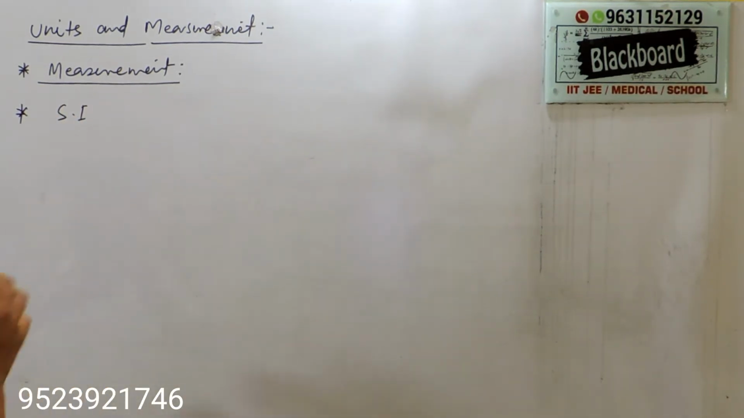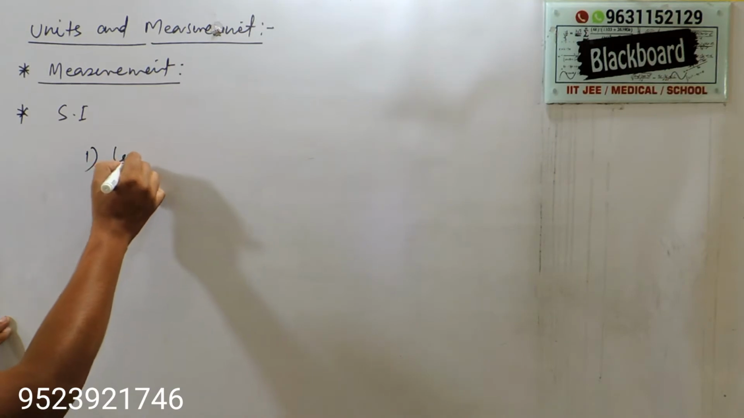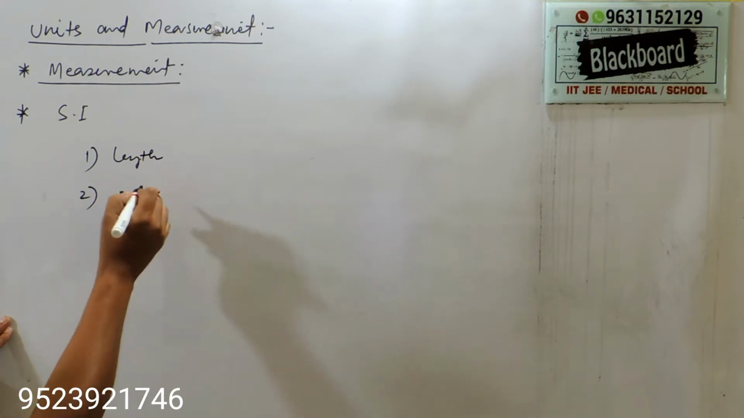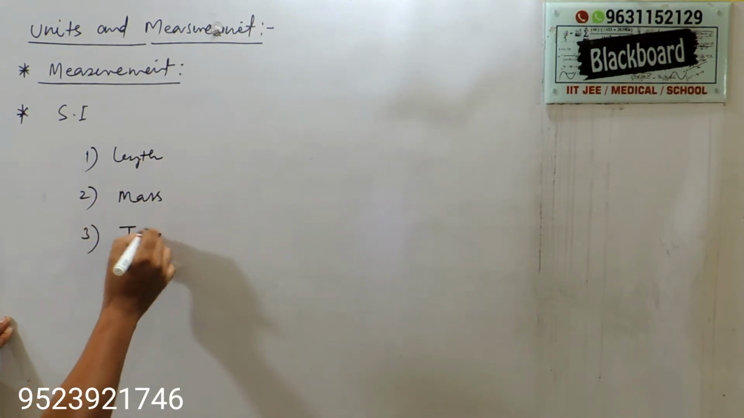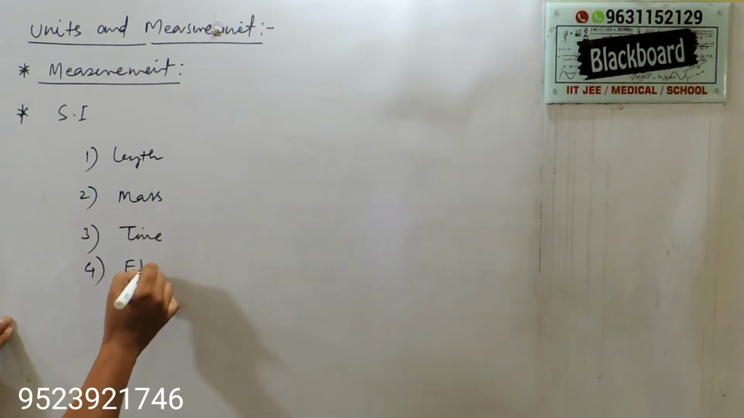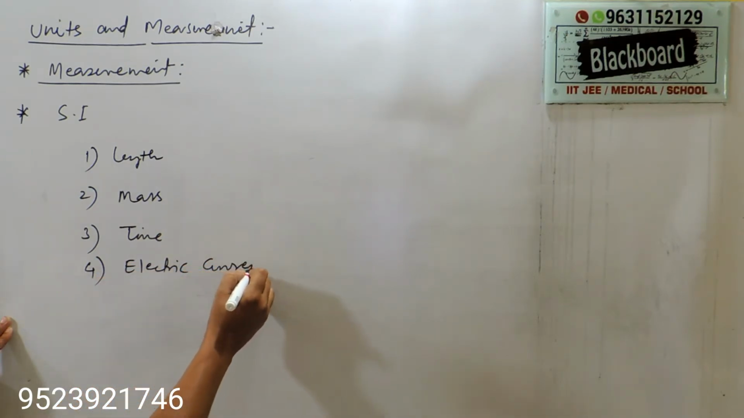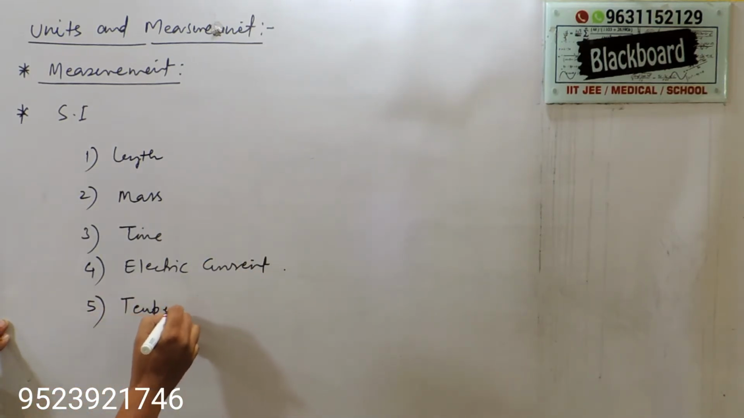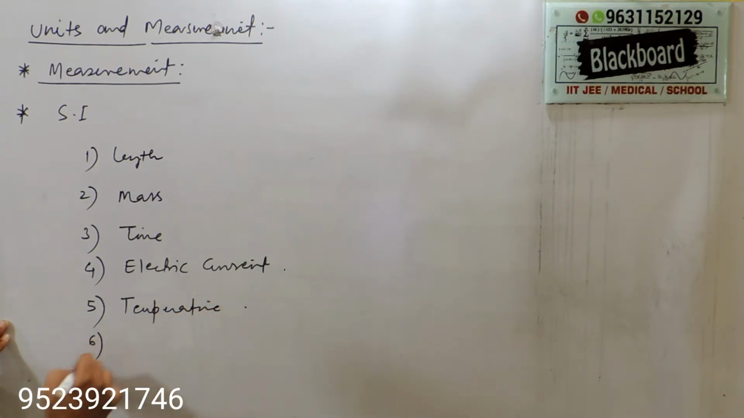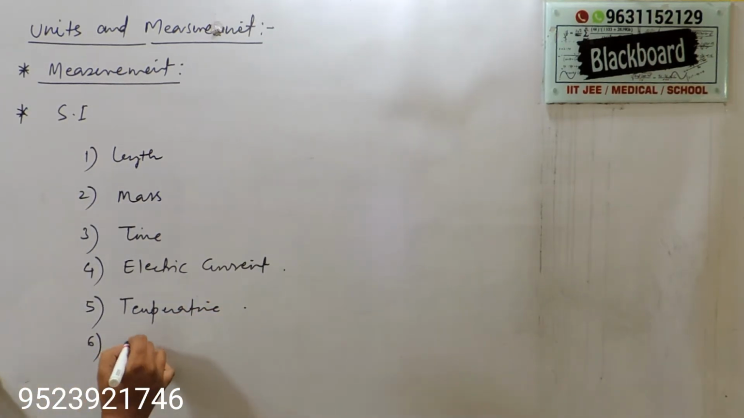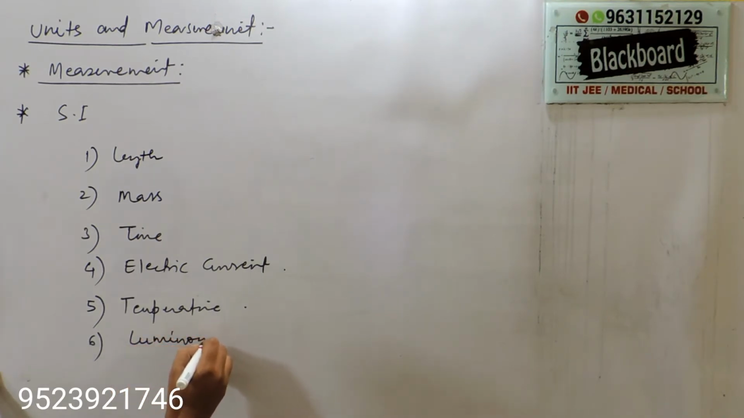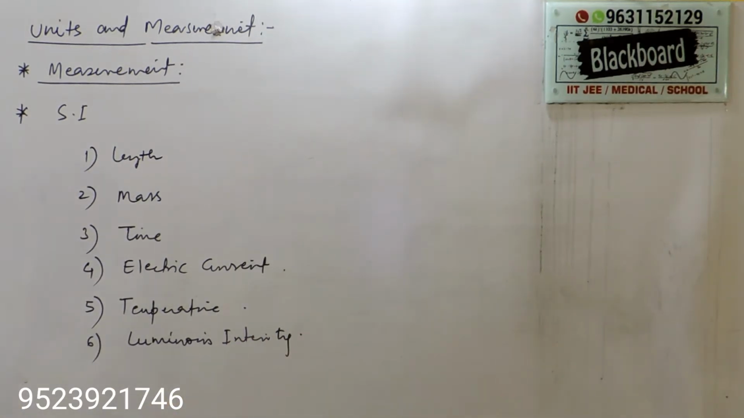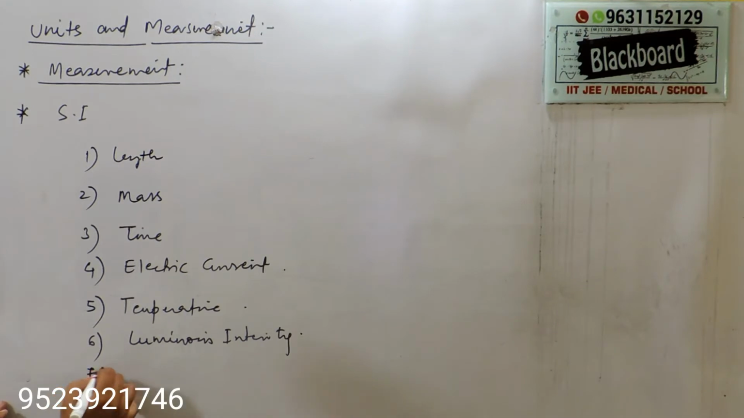Here the 7 fundamental units are: first one is length, second one is mass, third one is time, fourth one is electric current, fifth one is temperature, sixth one is luminous intensity, and seventh is amount of substance.